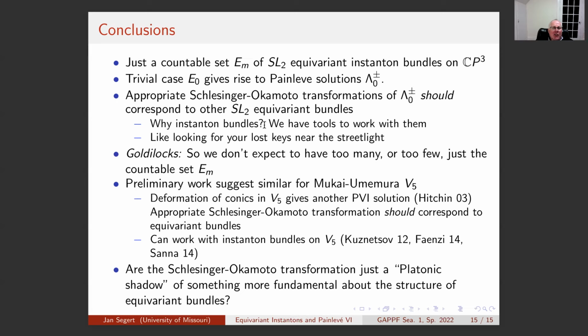Why instanton bundles? There's no reason why they should be instanton bundles. Why should they be constructed from monads, or why should they be characterized by the vanishing of a certain sheaf cohomology? There's no particular reason. And so I think of this as kind of like if you lose your keys on the street at night, you should look near the street light. Why is that? Because you've probably lost them near the street light? No, because if they're somewhere else, you're never going to find them. So you might as well look at the place where you're going to find them. So why instanton bundles? Because we have the tools to work with them.